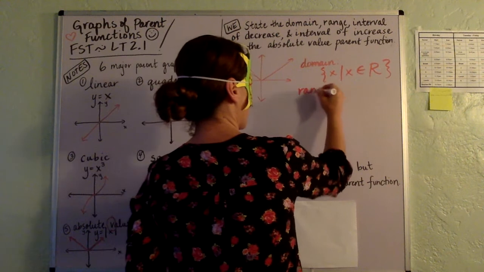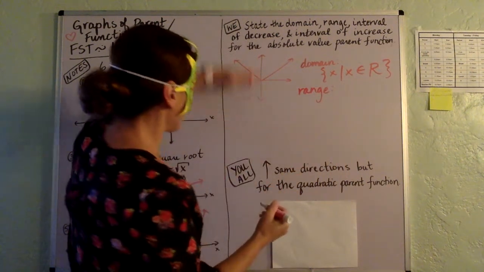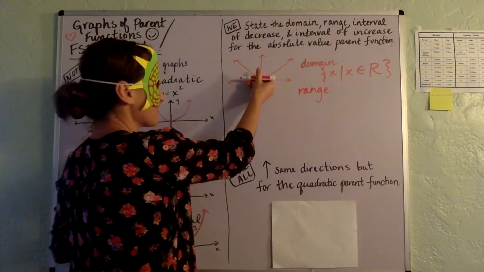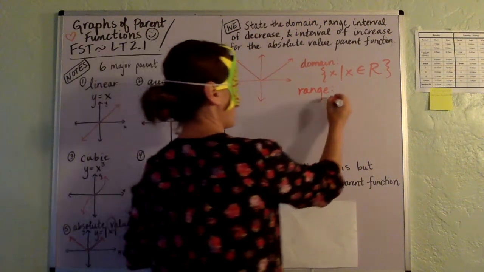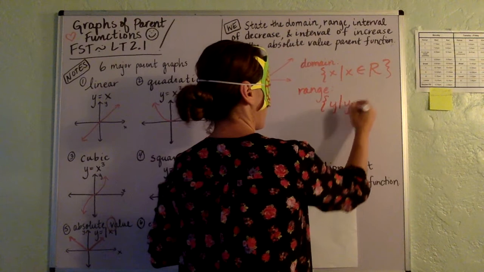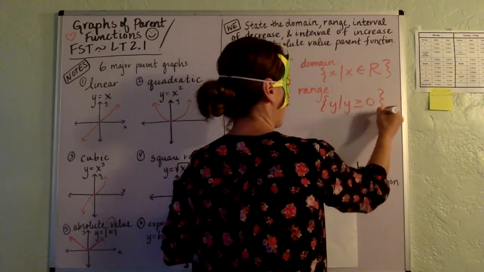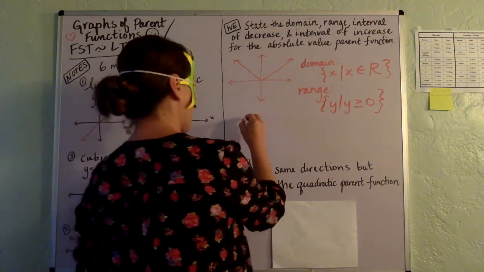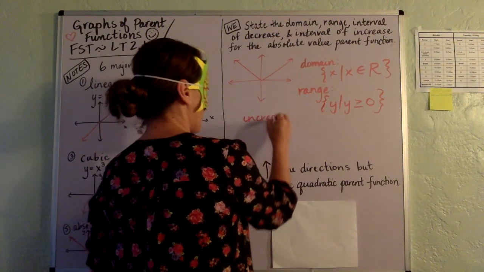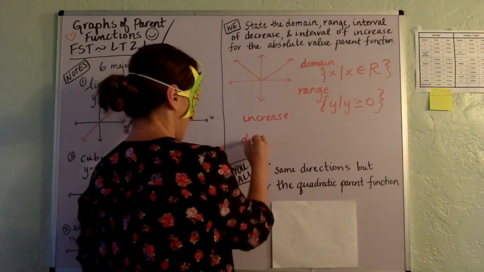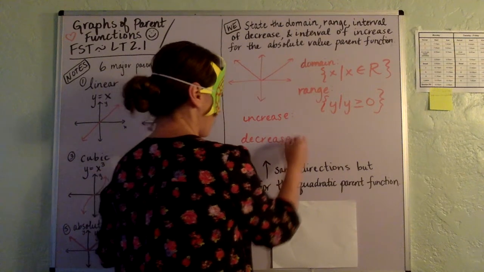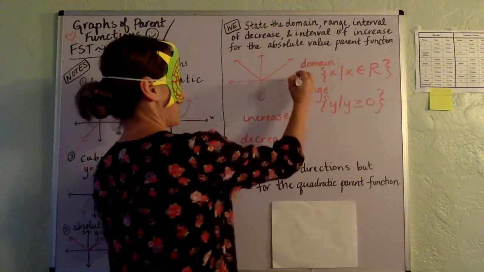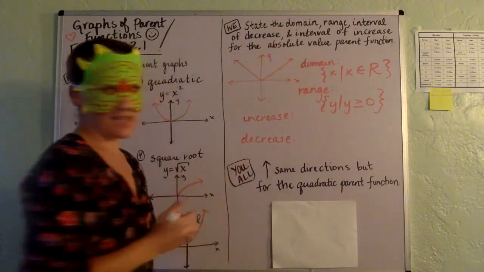For the range, okay, that's our down to up scan. There's nothing, nothing, nothing until we get to the origin, until we get to 0, and then 0 and higher. So we're going to say y such that y is bigger than or equal to 0, okay? And then of course we've got our intervals of increase and decrease. So increase and decrease, guys and ladies, again, you just want to think of only the x, okay? Only think of the x-axis. Okay, ignore the y, okay?